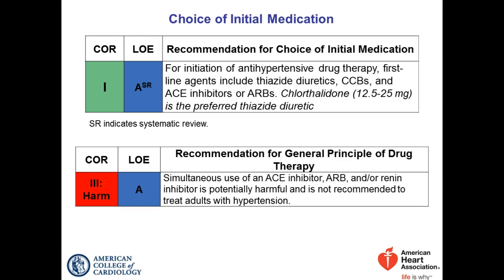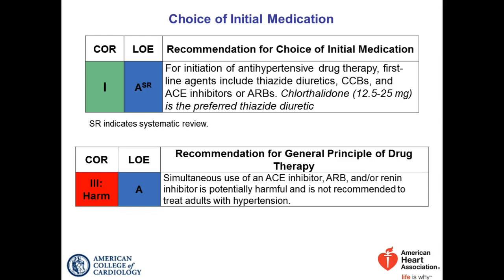So our initial medications that we like to choose for antihypertensives are going to be thiazide diuretics, calcium channel blockers, and ACE inhibitors, or angiotensin receptor blockers, or ARBs. Please note down below that there is the harm notice that use of ACE inhibitors together with ARBs or renin inhibitors are potentially harmful, and do not do that. Do not combine those two drugs.